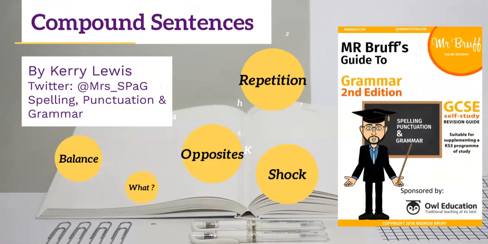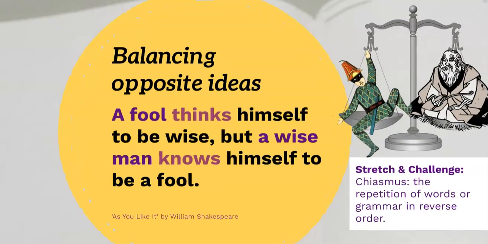Another use of the compound sentence is to balance opposite ideas. A fool thinks himself to be wise, but a wise man knows himself to be a fool. Here, Shakespeare reverses the words and grammar for artistic effect. Thinks and knows are opposite words. A fool is first here, but last here. Wise is last here, but first here. This is effective because it makes the points more memorable, drawing more attention to his words. If you'd like to stretch and challenge yourself, this technique is called chiasmus.